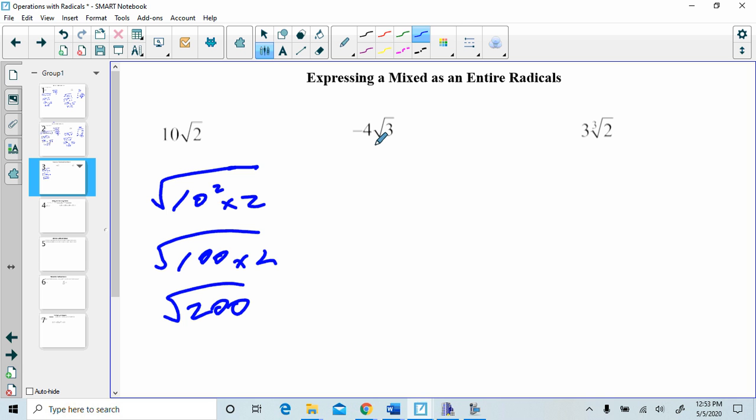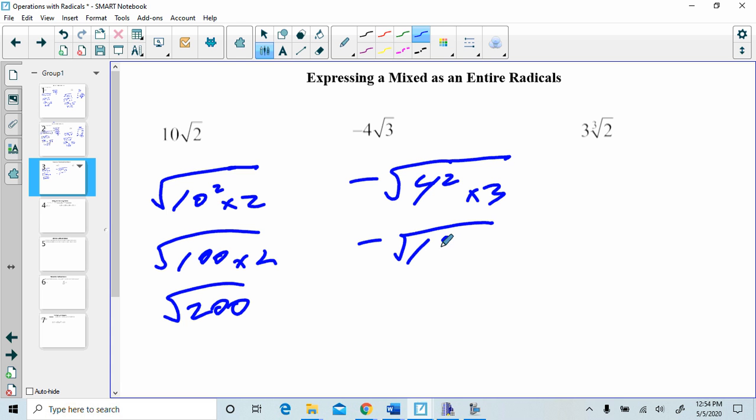Over here, we're dealing with a negative in front of the root, so we've got negative 4. Okay, so when we deal with that, we are just going to leave the negative in front, and we're going to take that square root again. Remember, it's an index of 2. That's why we're going to square the 4. We still have that 3, so multiplying by 3 underneath, leaving you a negative 16 times 3, and a negative root 48. Okay, so that is the negative staying down with it.